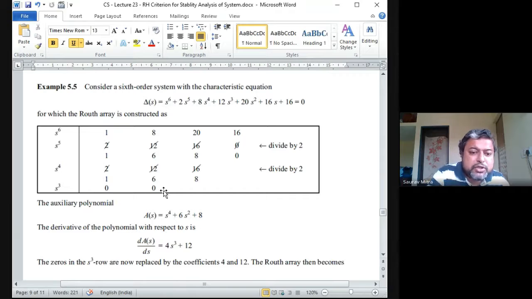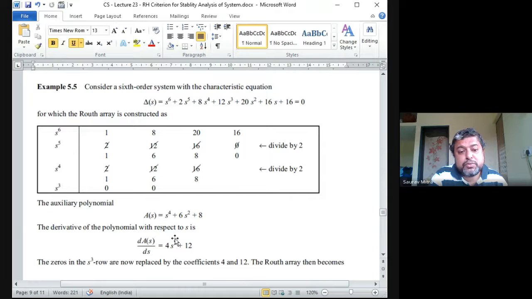So if you are finding s cube as 0 0, when I was just now asking, you go to the s to 4 level. So s to 4 means this is s to 4 plus 6s square plus 8. Now do you understand what this is? Just go to the previous row. Whichever row is becoming 0, you have to go to the row previous to that. So this is s to 4 plus 6s square plus 8 is equal to 0, and you differentiate it with respect to s.